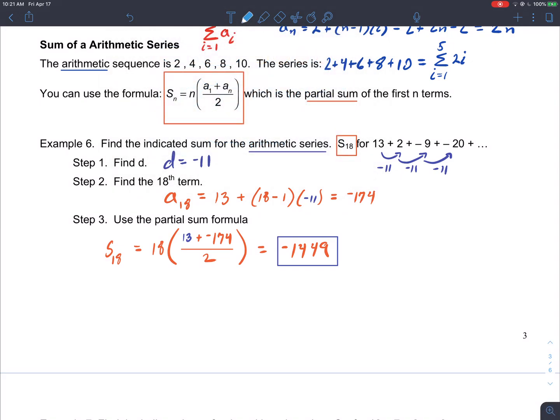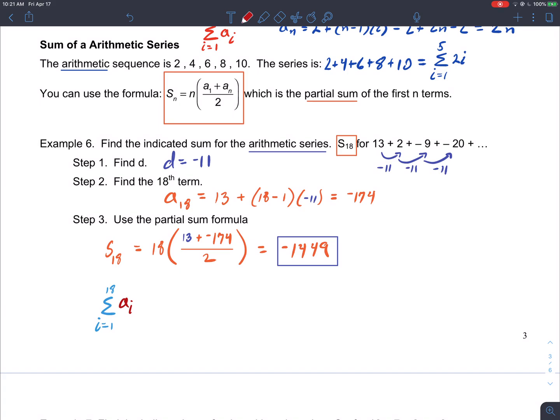So if I wanted a formula for the sigma on this problem, first of all, I know that this is going to be the sum from the first term to the 18th term. What I'm missing is the a sub i inside here. I need to know what the generic formula for this series would be.